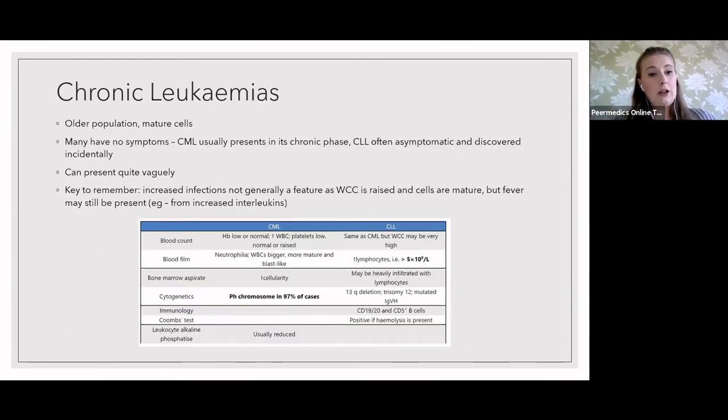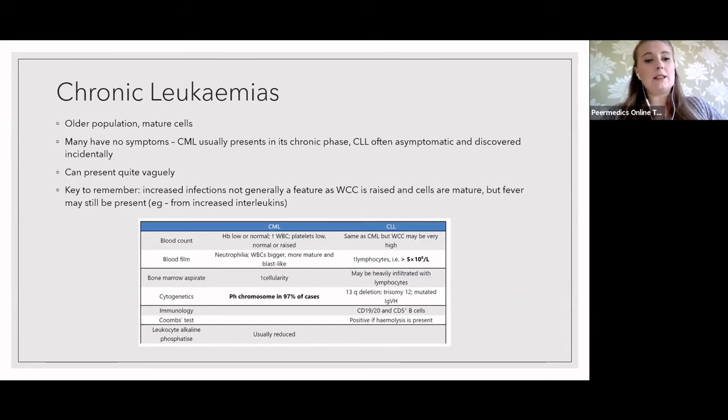So moving on to your chronic leukemias. These tend to affect an older population, and this time we're not seeing blasts, we're seeing mature cells. The tricky thing about them, I think, is that the acute ones are usually quite easy to pick up on in a question. The chronic ones can look like anything else. They're usually asymptomatic until they get picked up on a routine blood test. That tends to be how they're written about in an exam question and in real life.